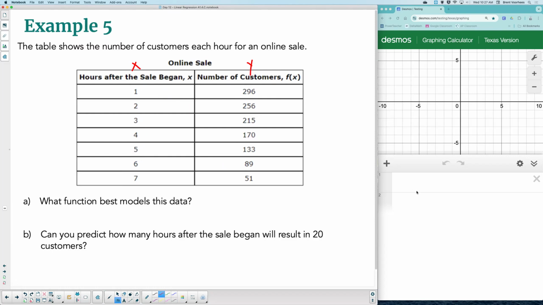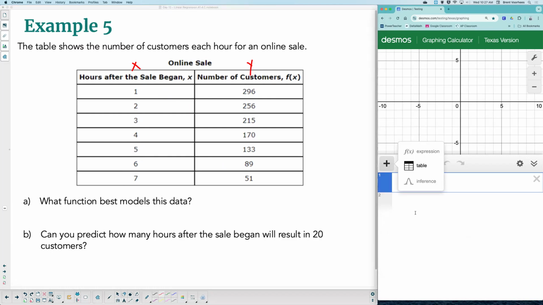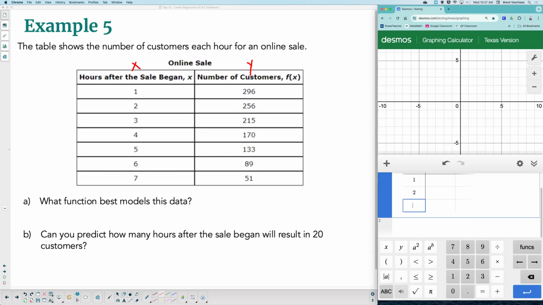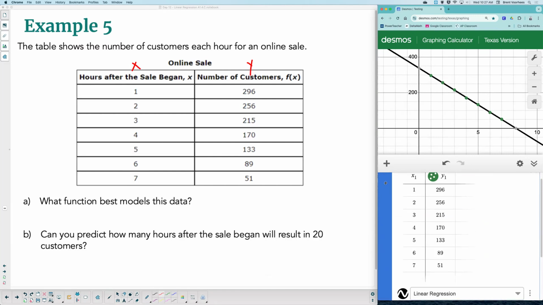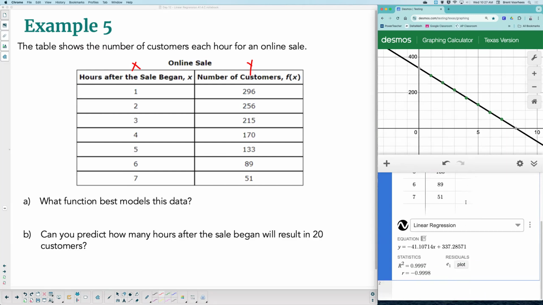Now we want to model this data, so let's go type it in. I'm going to hit plus, I'm choosing table, and I'm going to type in my values. 51. Oops. Okay, I've got this typed in. I'm going to hit the zoom fit so I can see my dots. What do you think? Is that going to be a good equation or a bad equation? Do you see a pattern? Yeah, I see a pattern. That's going to be a good line. I'm going to now hit the add regression. So you should do that and get your equation.